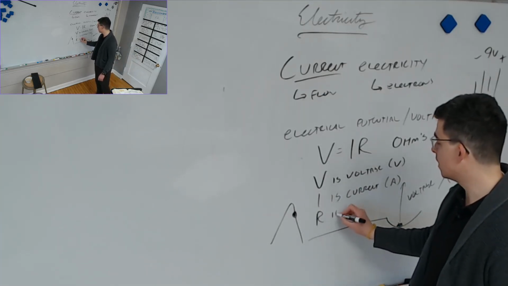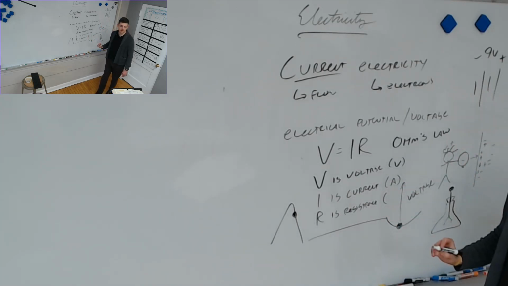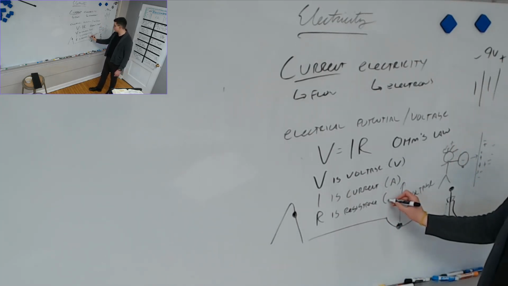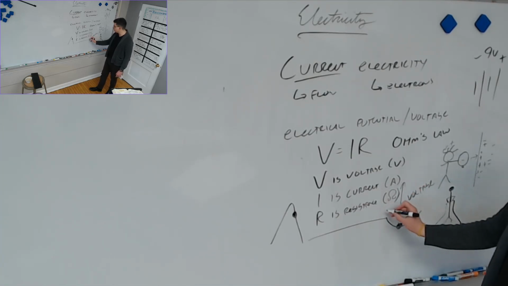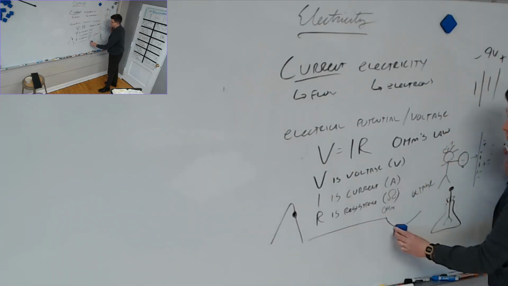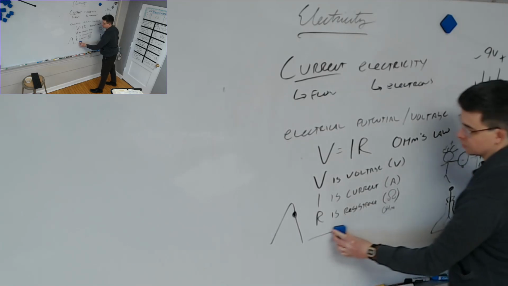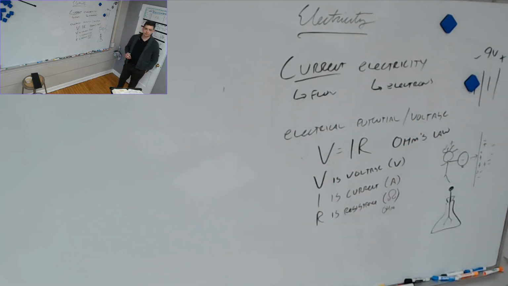And then R is resistance, measured in, now check this out, the Greek letter omega, the capital Greek letter omega. That's the unit. It's called an ohm. It's pronounced ohm, but we write it as the capital Greek letter omega. And that measures resistance. Hey, and what is electrical resistance, by the way? What is resistance in general?